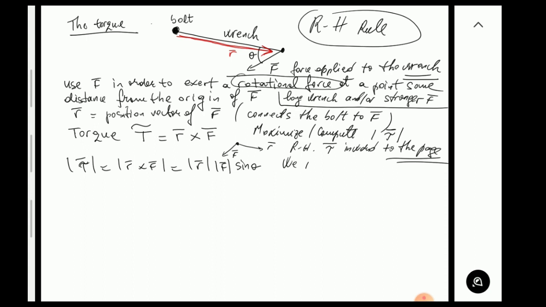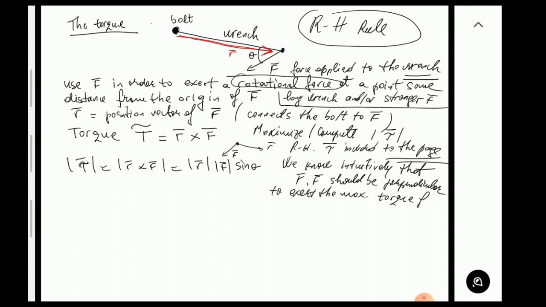We know intuitively that R and F should be perpendicular to exert the maximum torque for a given F and R, right? So given a wrench of a certain size, given a force, you want F to be perpendicular, because only the perpendicular component is the one that exerts the rotation, right?